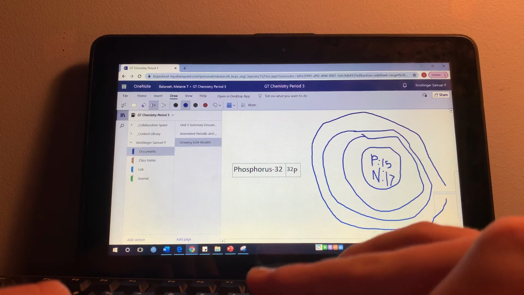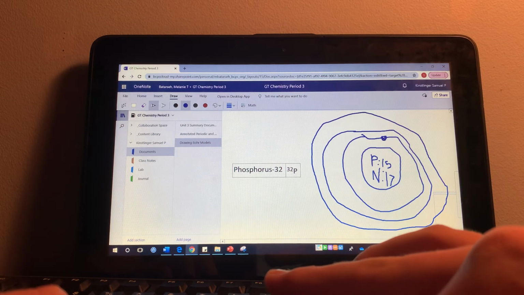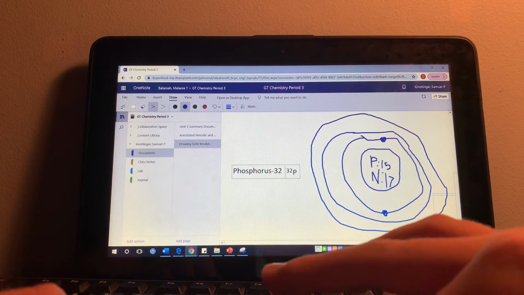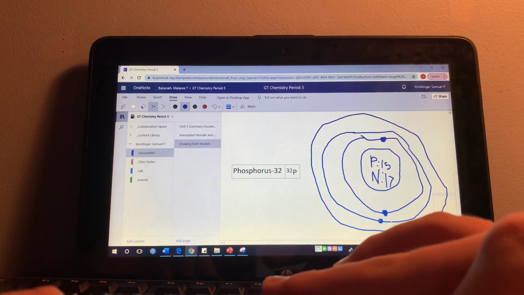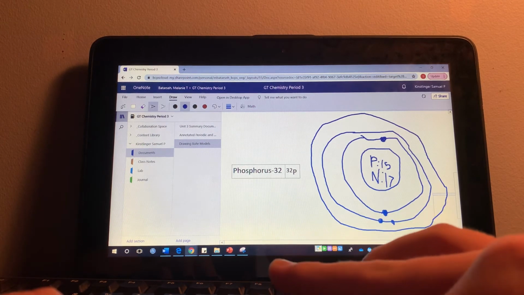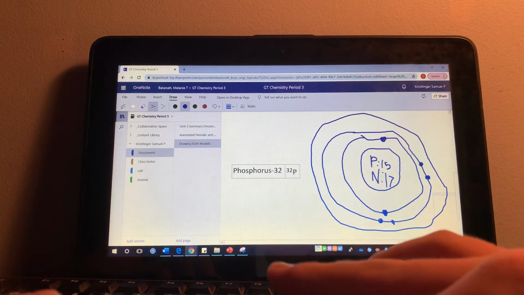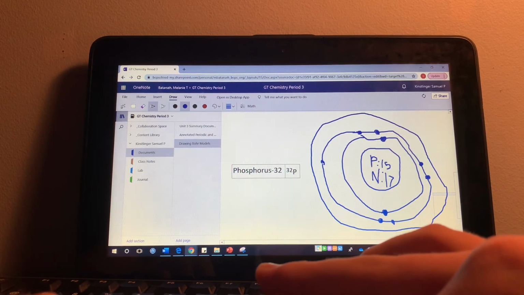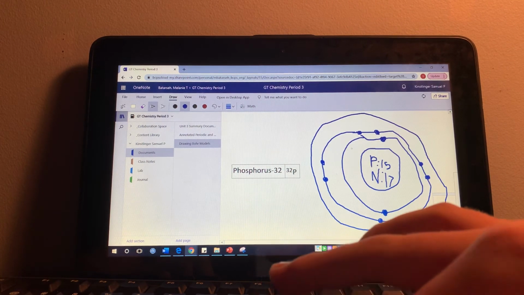Now the first one, like we said, has a maximum of 2, so we put 2 there. And then we know there are 3 shells, meaning that the second one has to get completely filled up. So we put 8 here. 1, 2, 3, 4, 5, 6, 7, 8. So then we know that there are 5 on the outside.